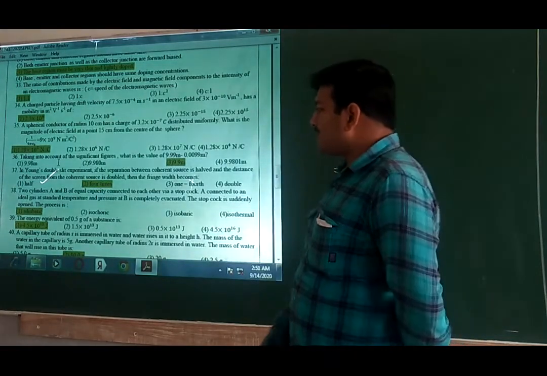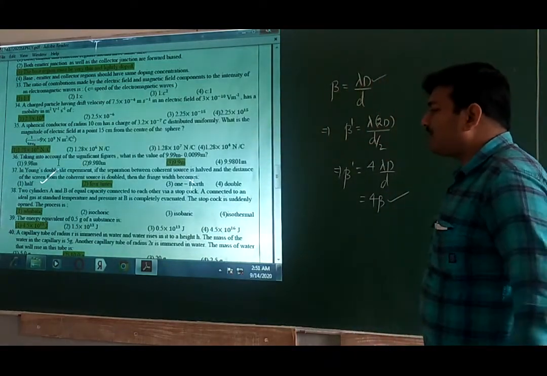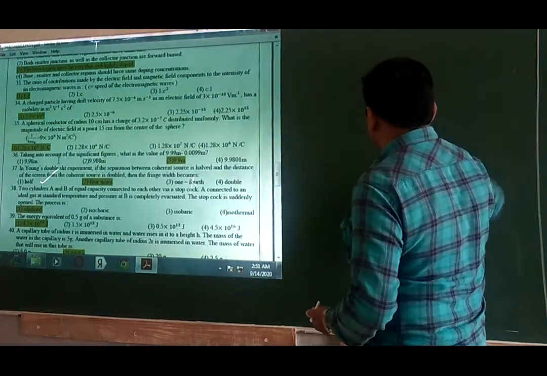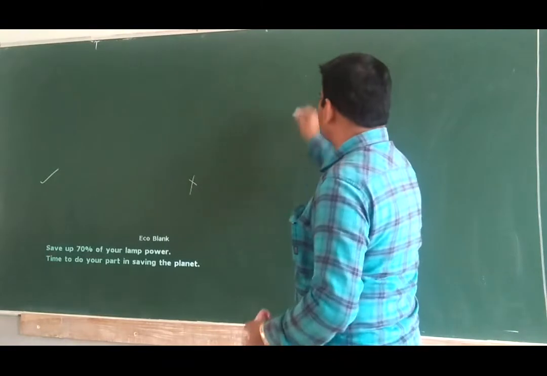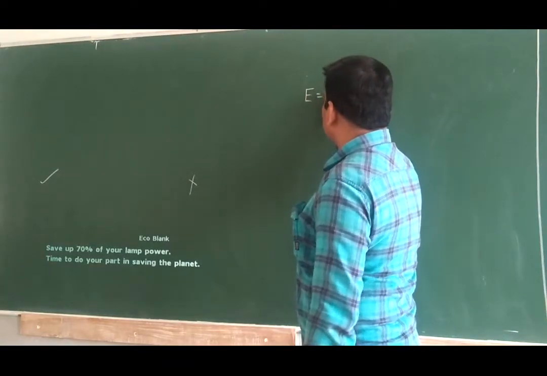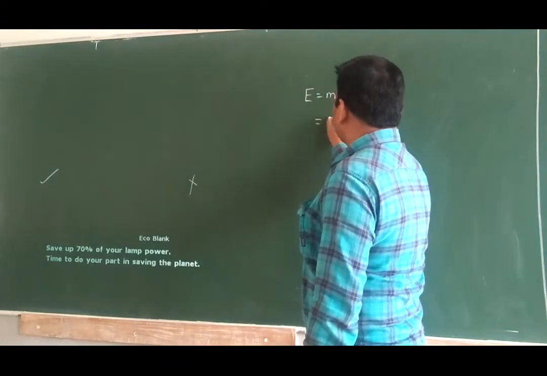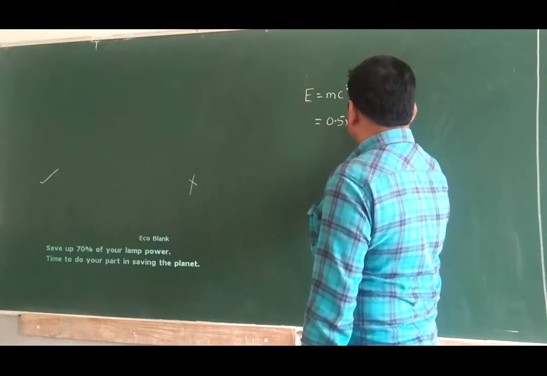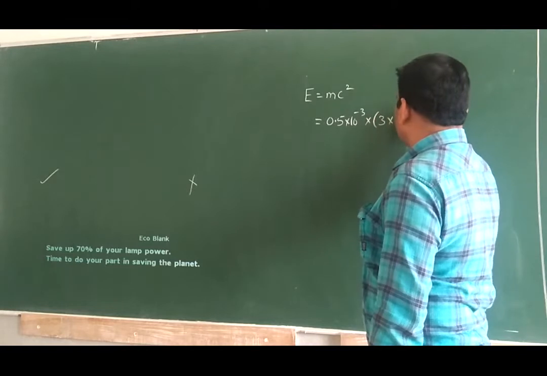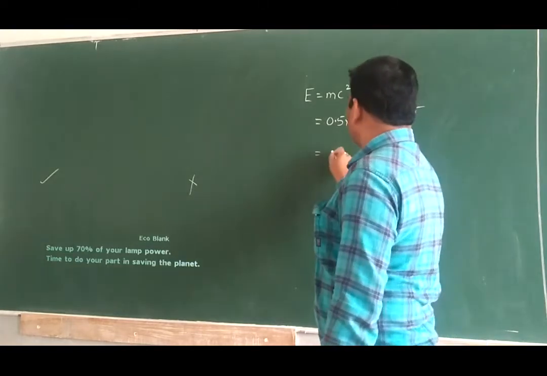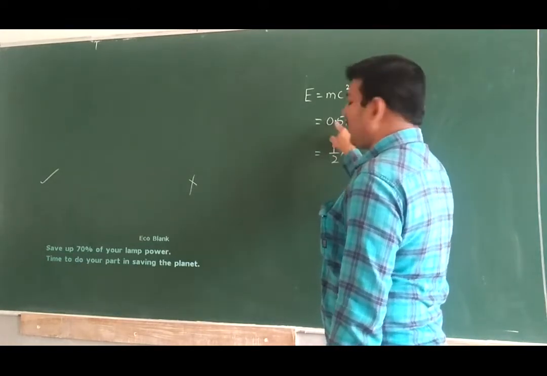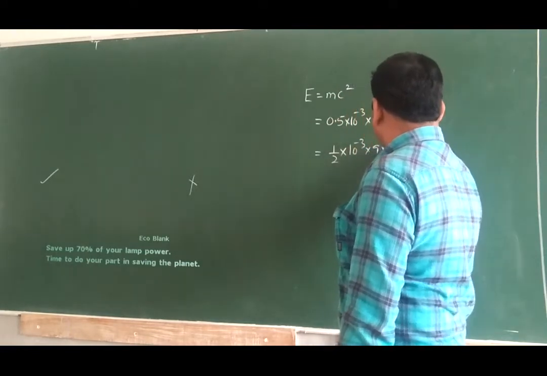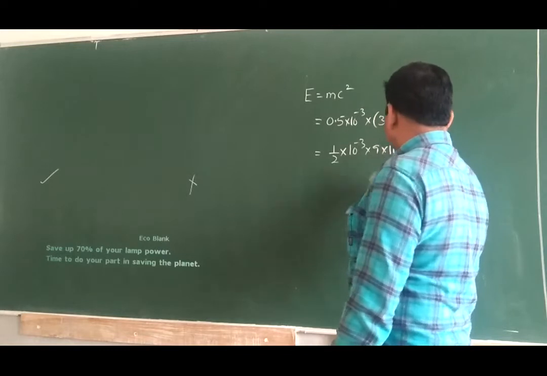Next, the energy equivalent of 0.5 gram of a substance is? According to Einstein's mass-energy relation, E is equal to mc squared is the formula. 0.5 gram, gram is 10 to the power minus 3 kilogram. The c value is 3 into 10 to the power 8, whole squared. So this is 1 by 2, as 0.5 is 1 by 2, into 10 to the power minus 3 into 9 into 10 to the power 16 joules.